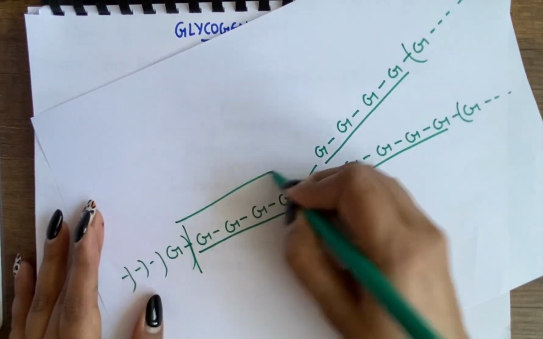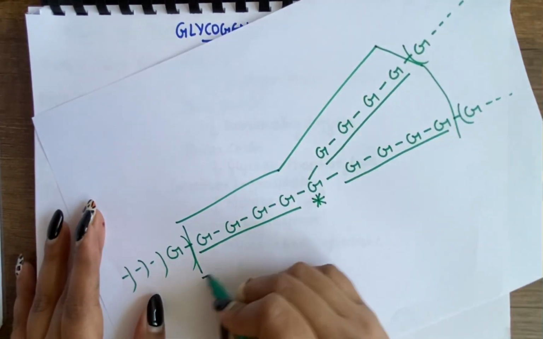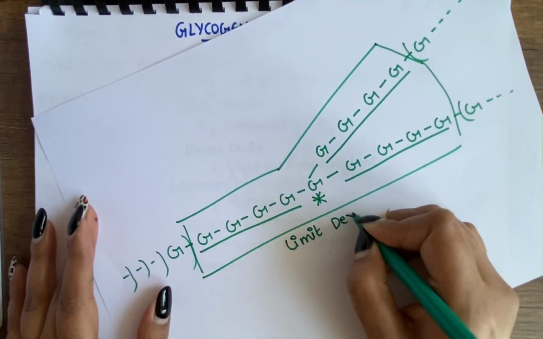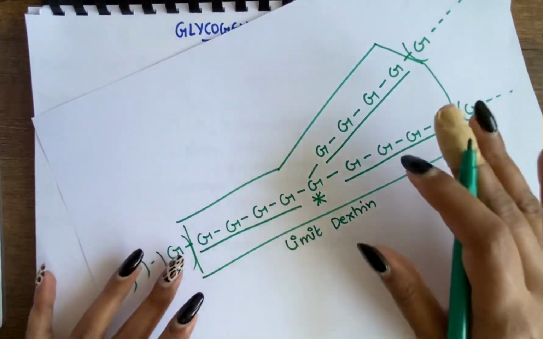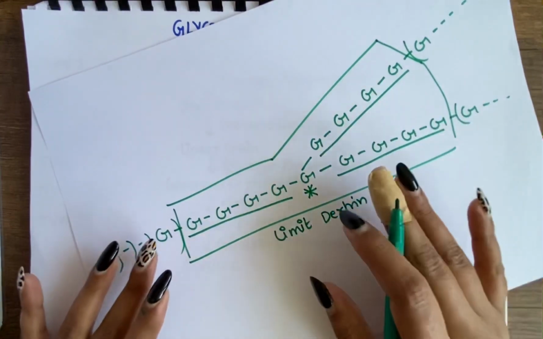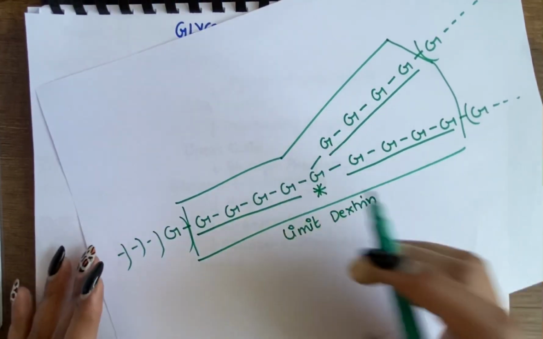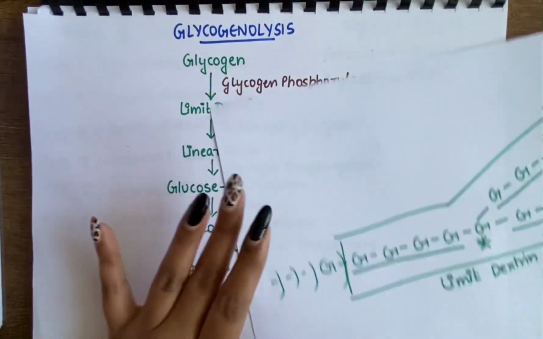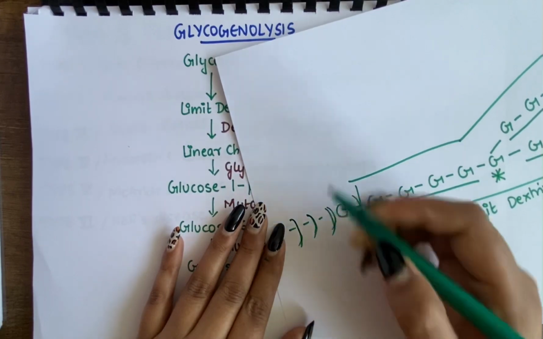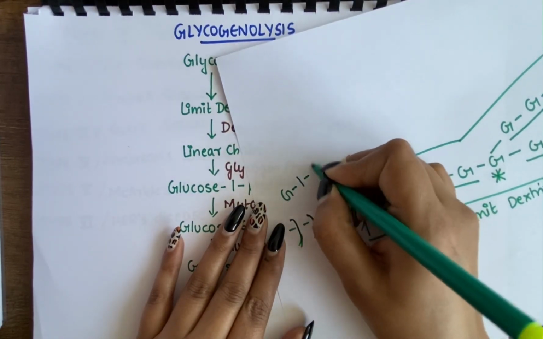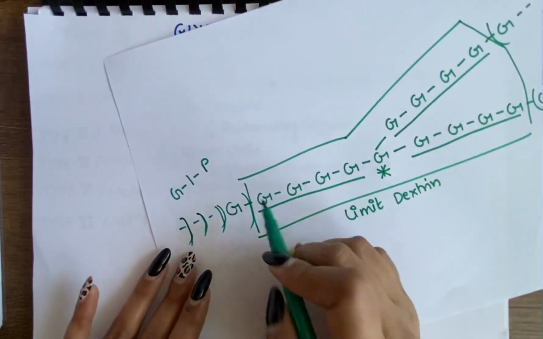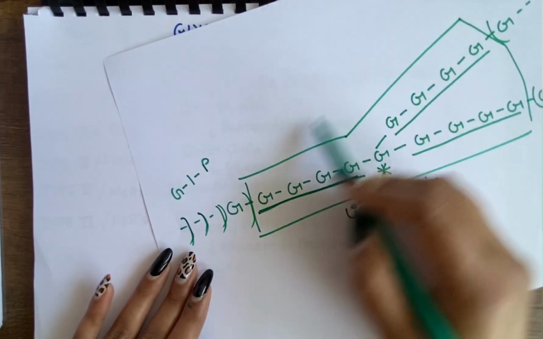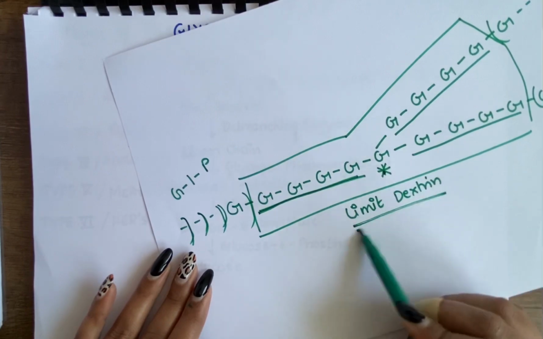And this left part is known as limit dextrin. Now the glycogen phosphorylase cannot come and remove glucose from glycogen. So what is this glycogen phosphorylase doing? It is basically removing glucose, one by one, in the form of glucose 1-phosphate, but it will stop at a place where only 4 glucose are left from the branching site, and this part is known as limit dextrin.